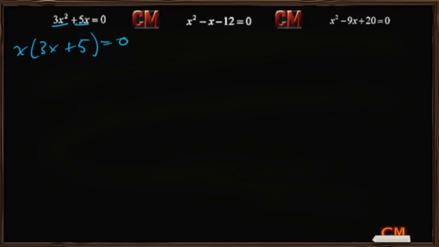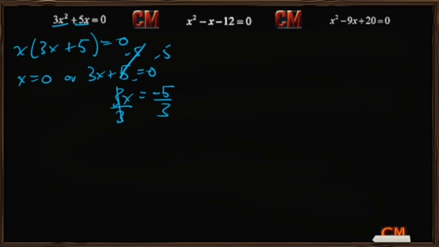In this case, applying the zero product rule, we have x is equal to 0 or 3x plus 5 is equal to 0. In this case, subtract 5 from both sides. Then we'll have 3x being equal to negative 5. And in this case, we can now divide both sides by 3. So x is equal to negative 5 over 3.